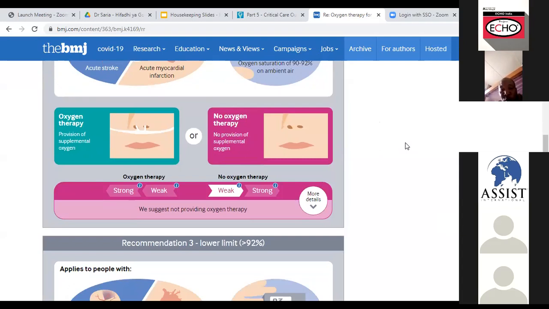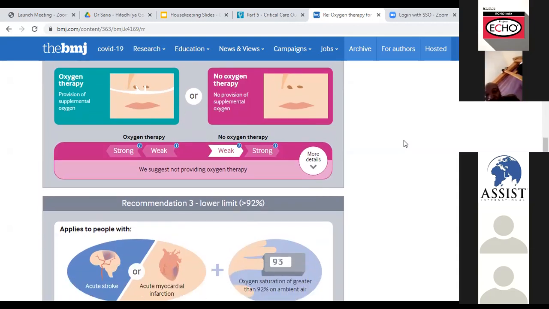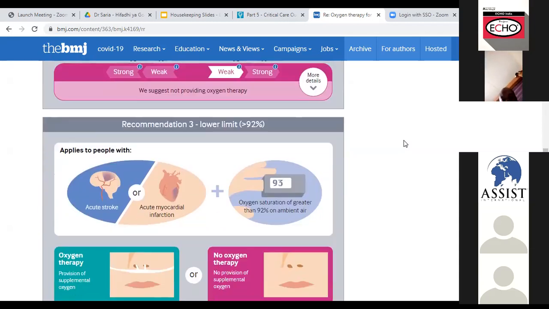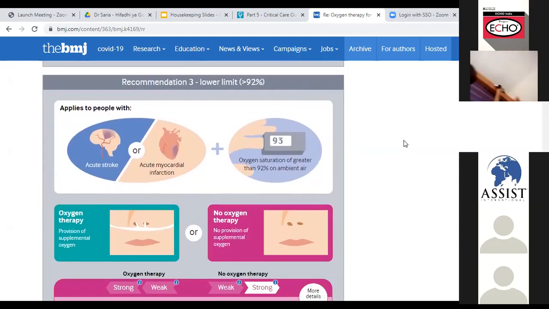So other patients have other issues, and we should consider them differently. We can follow this one, but without neglecting other specific issues on that patient. The other recommendation, I think this should be the last one. Again, it applies to the same patient with acute stroke or acute myocardial infarction.